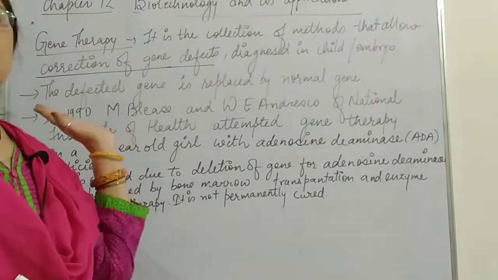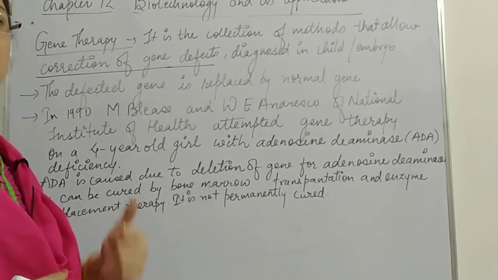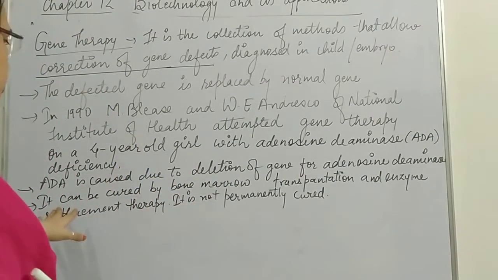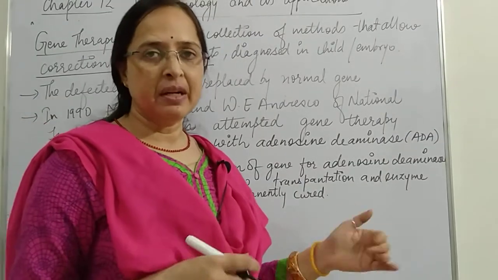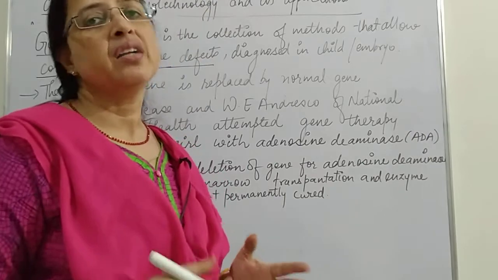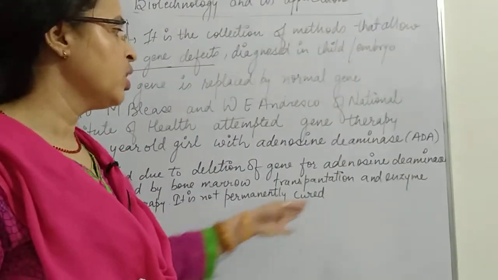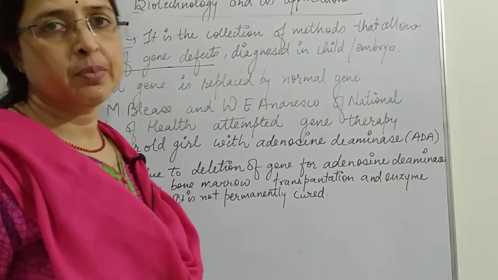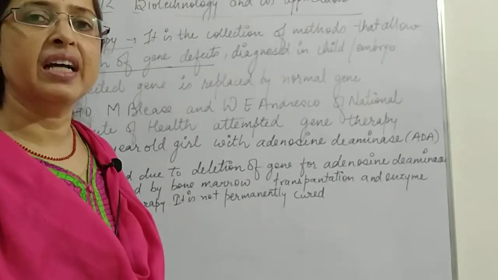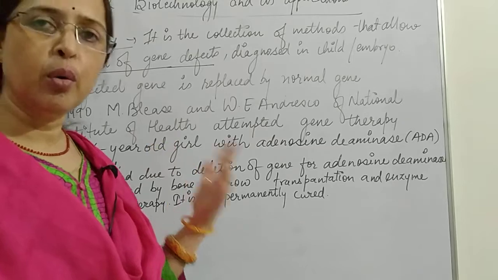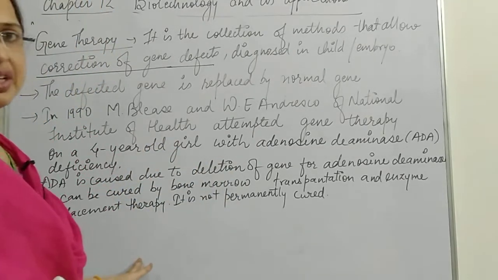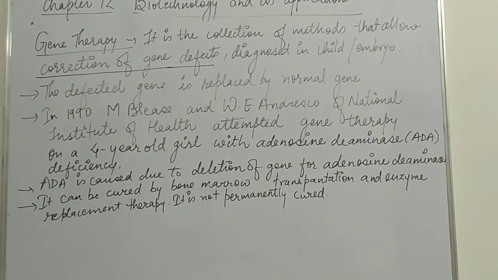So there is insertion of a normal gene. It can be cured by bone marrow transplantation. That means after birth it can be done by transplantation of bone marrow, or enzyme replacement therapy can be done so that this defect can be corrected. Now how it is done, we'll discuss over here in a flowchart manner.